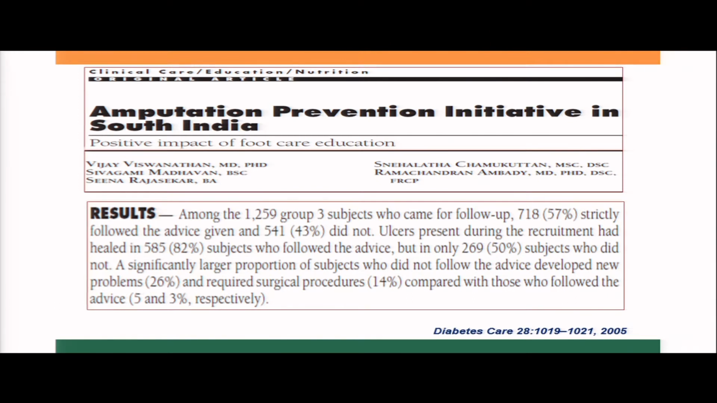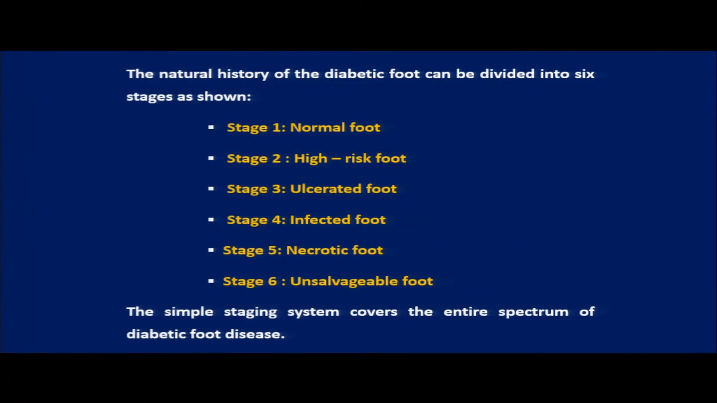This was a paper which we published about 13 years ago, where we showed that in diabetes care, if you just educate your patients long enough and well enough, you can prevent amputations. This is a very good study where we looked at patients with ulcer, without ulcer, and so on. We found that by just educating the patients, you can prevent amputations.